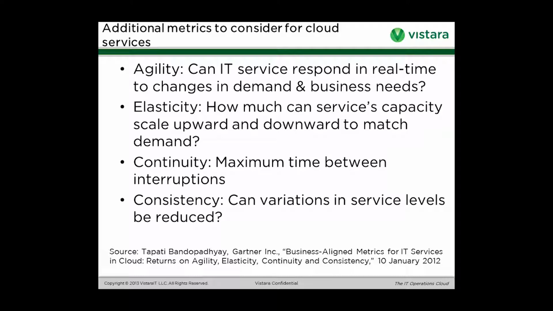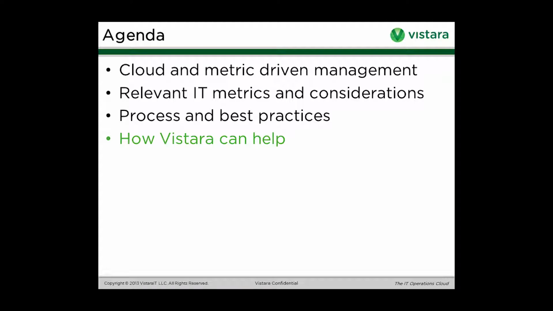Continuity is another one. So you're obviously going to want to carefully measure services on the maximum time between interruptions, regardless of where you're sourcing them from. And that includes scheduled interruptions. Are they anticipated, and is that acceptable? When are they scheduled? How often do they take place? And so on. And finally, consistency. Is it possible to reduce variations in service levels so that you achieve a more consistent quality of service across different activities?